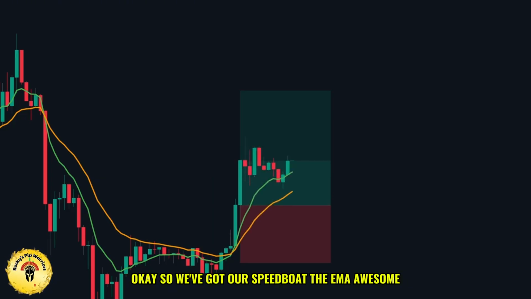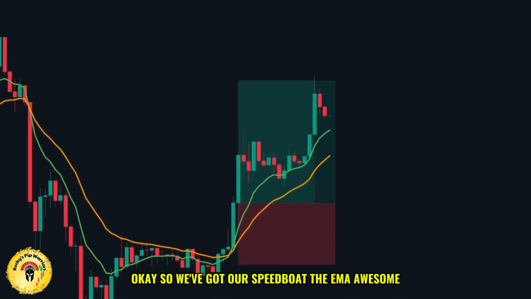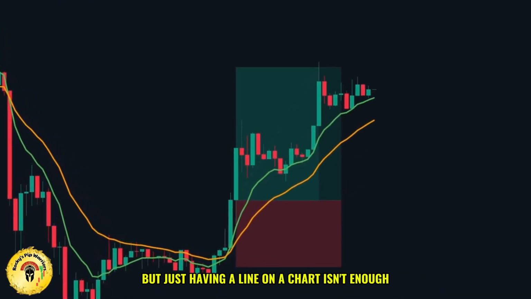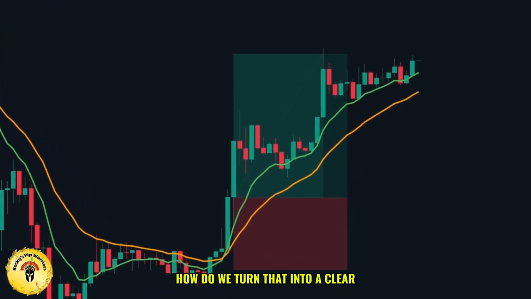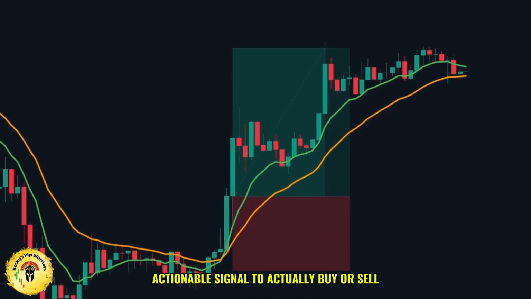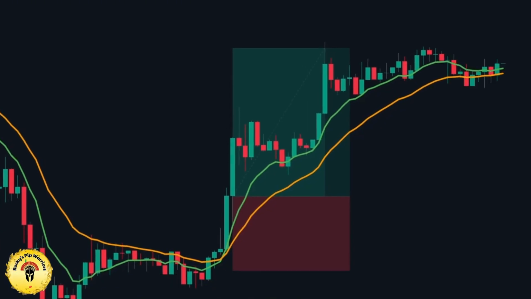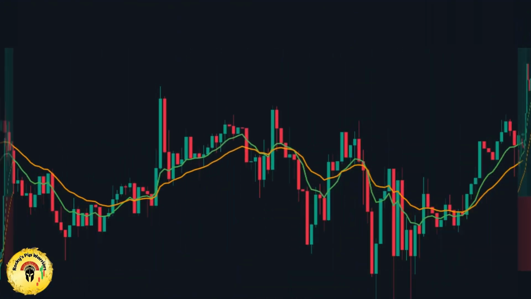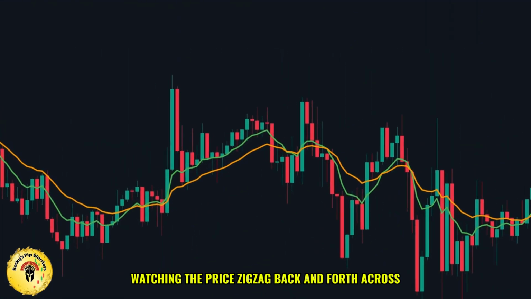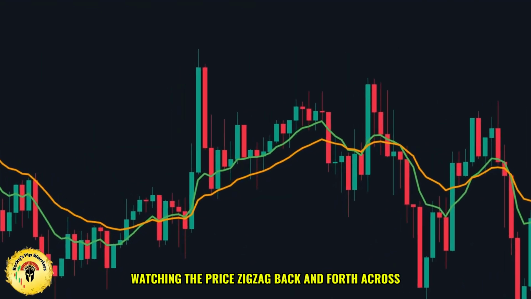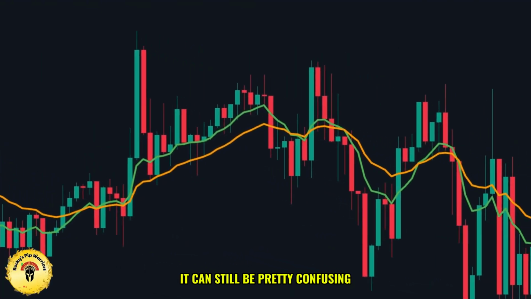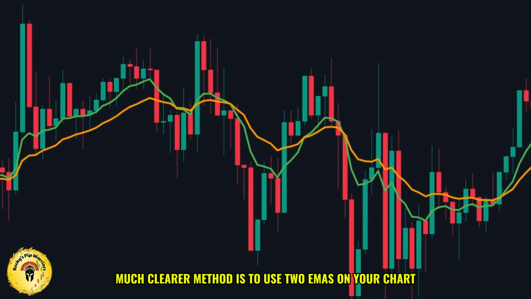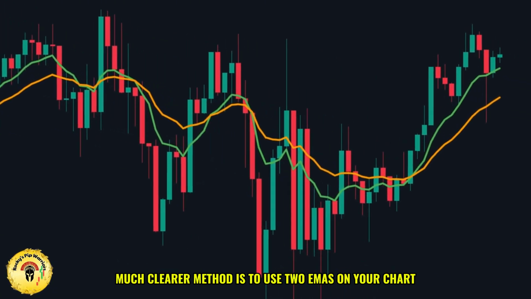Okay, so we've got our speedboat, the EMA. Awesome. But just having a line on a chart isn't enough. How do we turn that into a clear, actionable signal to actually buy or sell? Well, the most popular way is by using something called a crossover. If you just use one EMA, watching the price zigzag back and forth across it can still be pretty confusing. So a much cleaner, much clearer method is to use two EMAs on your chart.